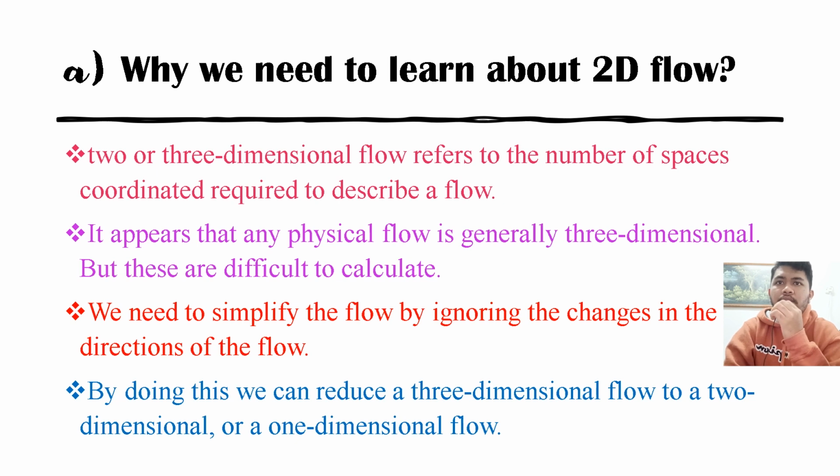2 or 3-dimensional flow refers to the number of space coordinates required to describe a flow. It appears that any physical flow is generally 3-dimensional, but these are difficult to calculate. We need to simplify the flow by ignoring the changes in the directions of the flow. By doing this, we can reduce a 3-dimensional flow to a 2-dimensional or a 1-dimensional flow.